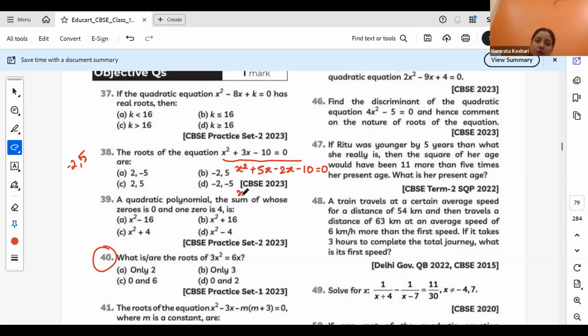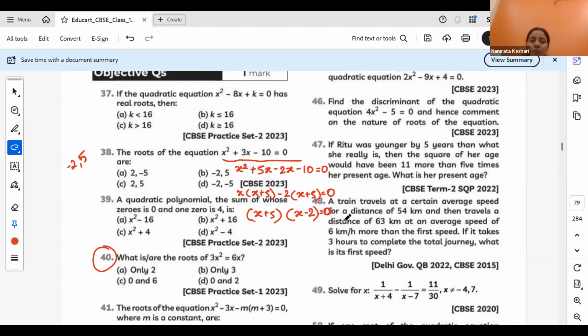Okay, x we will take out common. We are left with x plus 5. Minus 2 we will take out common. We are left with x plus 5. The two brackets will be x plus 5 and x minus 2, right? Right.